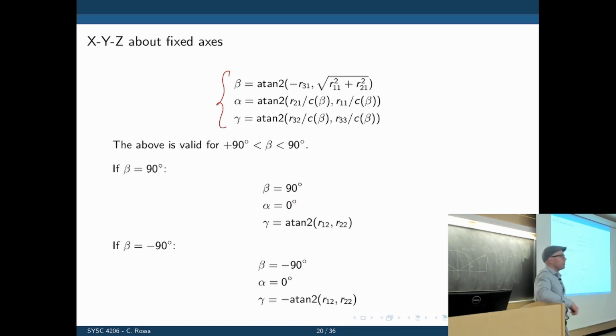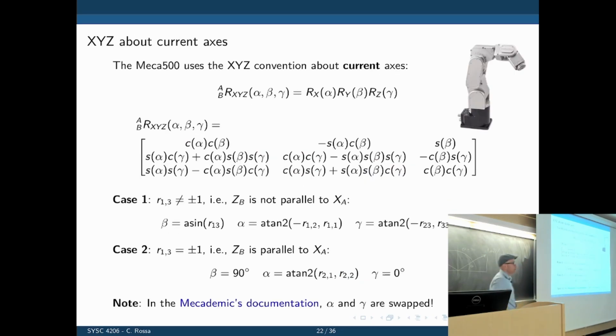Guess what? Mecademic, the one who makes your robots, they didn't like any of these three, so they came up with their own just to make our lives a little more complicated. And their definition of the Euler angles uses X, Y, Z about current frames. None of the ones in the literature. They came up with their own. I don't know if it was by accident or whatever, but I don't see any reason for a new one.